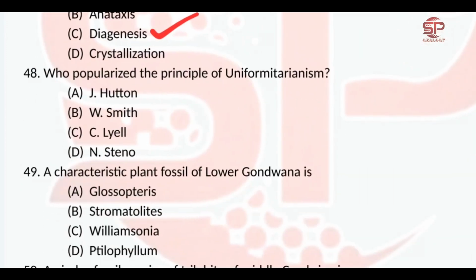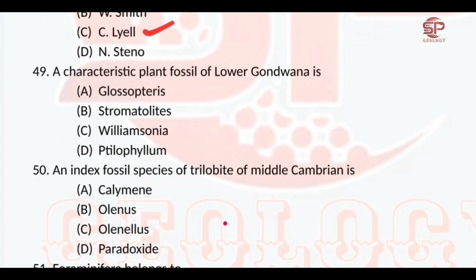Who proposed the principle of uniformitarianism? It is Charles Lyell. Uniformitarianism means you observe the present processes and understand the past processes. So from present processes we can assume the past processes. The characteristic fossil of lower Gondwana is Glossopteris and upper Gondwana is characterized by Dilophyte. So it will be Glossopteris.